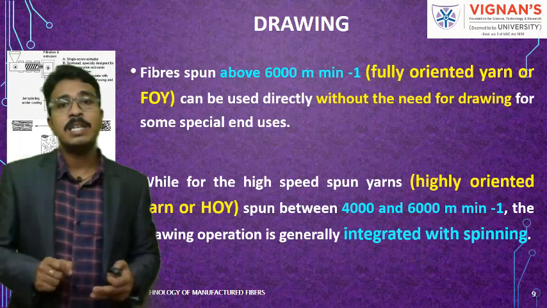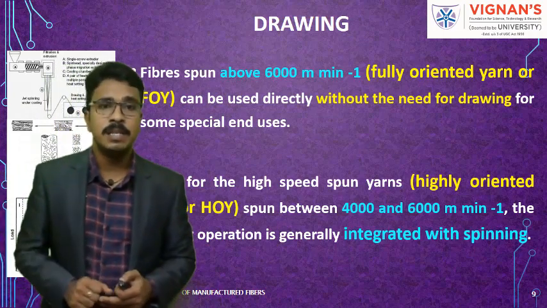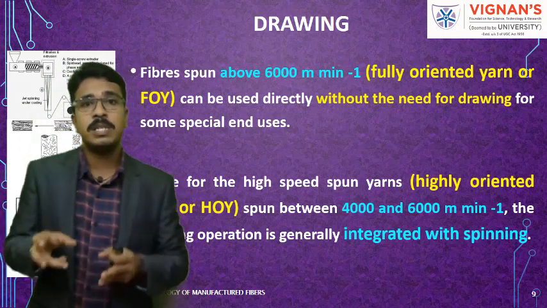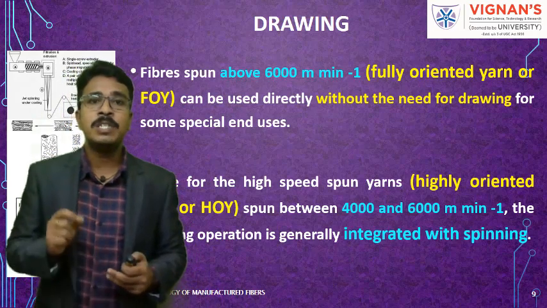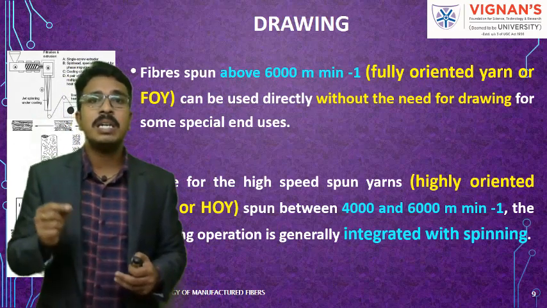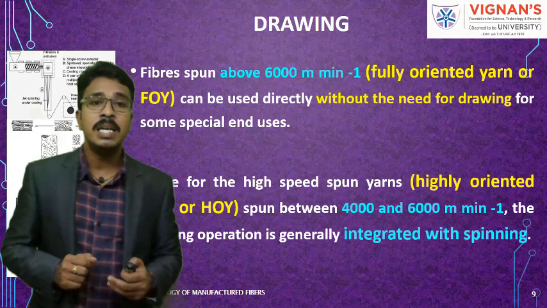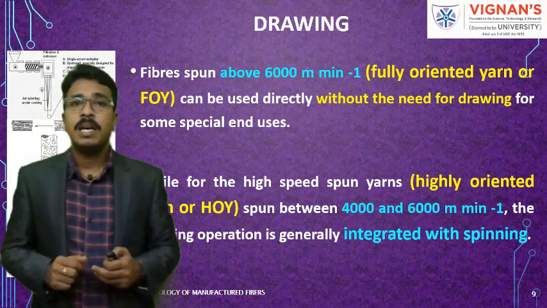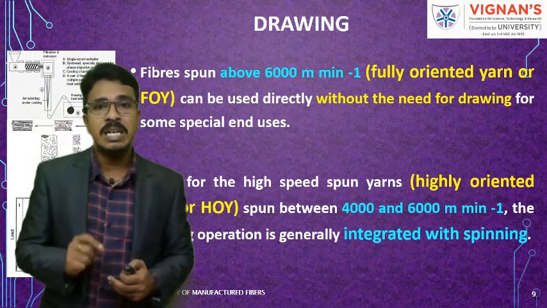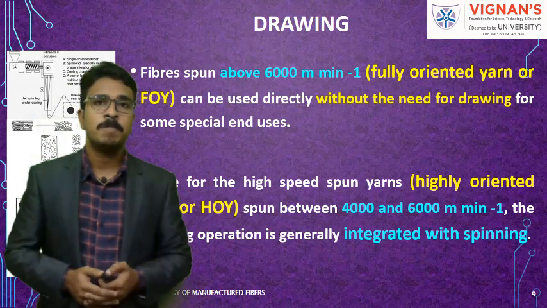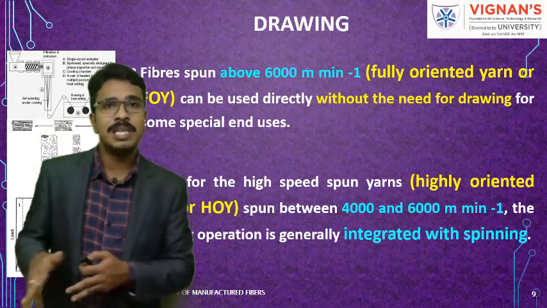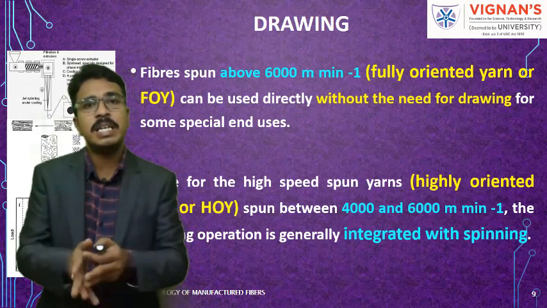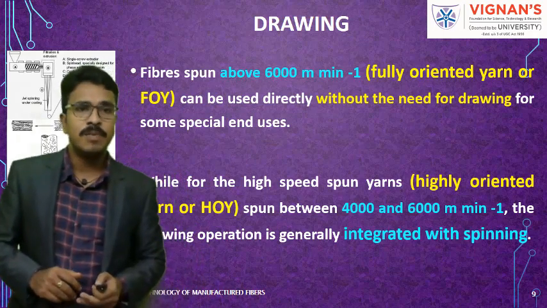While in case of the high spinning speeds between 4000 to 6000 meters per minute, which results in highly oriented yarns, the drawing operation is generally integrated in spinning. There is no separate drawing chamber or drawing process. It is integrated in the spinning itself.